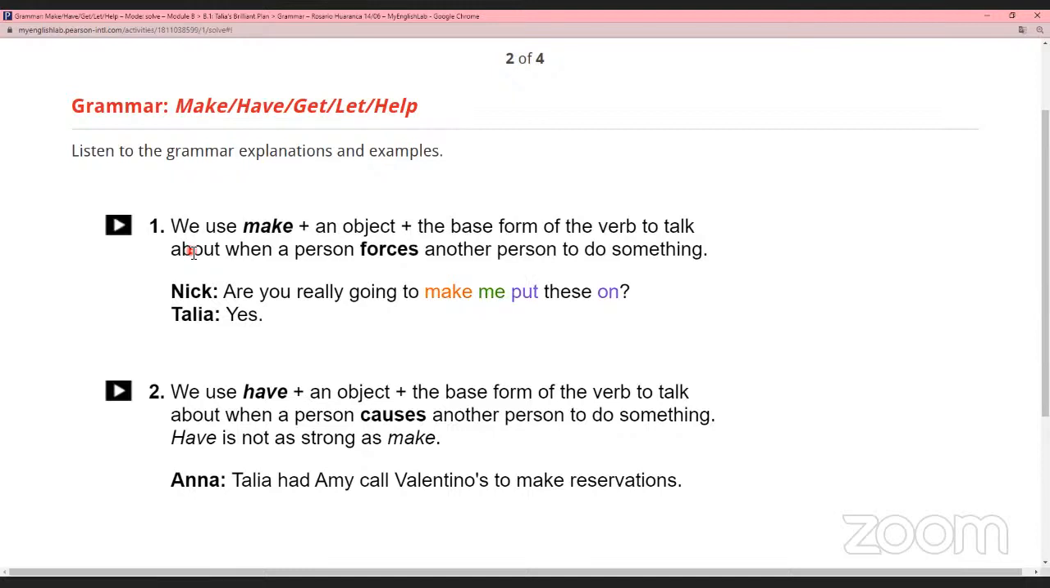Yes. Okay, so we have make. This is a structure that we're going to use. We have a general structure for the causative verb, but two causative verbs have a different structure. The rest of them have the same structure, formed by the causative verb. In this case, we're going to focus on make. Make has this structure: we're going to use make, an object, and then the base form of the verb. Make them put this on, for example. So you can choose whatever object you want.